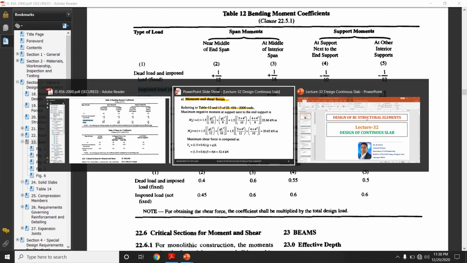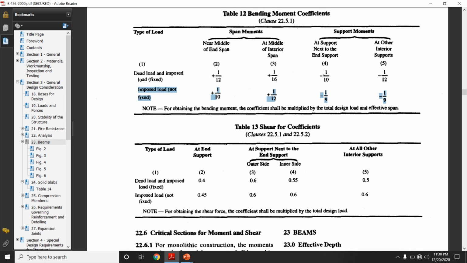If you see now, one thing we can observe here is, when we are calculating the span moments and compare the coefficients, for dead load 1 by 12 is greater than 1 by 16, and for live load 1 by 10 is greater than 1 by 12. So if we want to calculate the maximum moments, we can use these coefficients. Why? Because these are larger, so the values we get will be maximum.